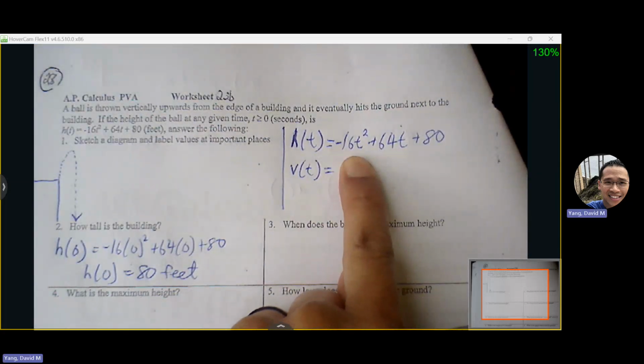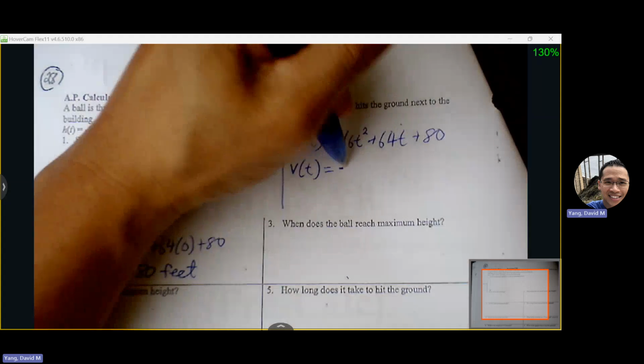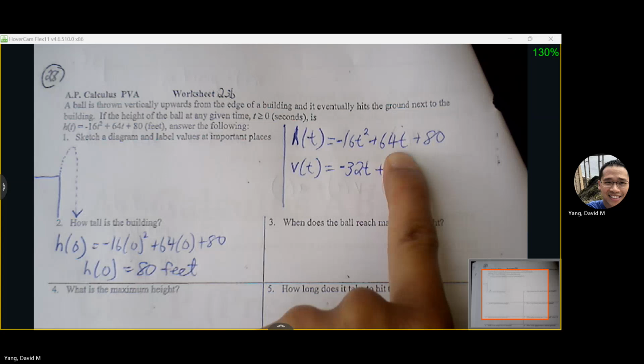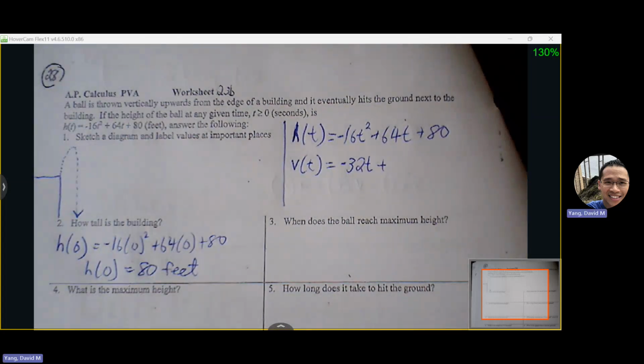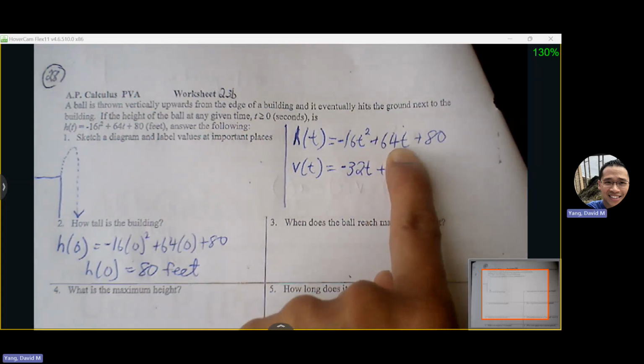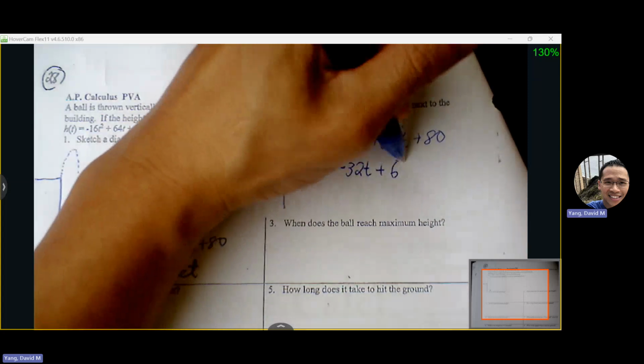So what's the derivative of each of these terms, which will give me the velocity function? Negative 16t squared becomes what? Good. Negative 32t plus, what does 64t become? Just 64, right? If you imagine that this is just a linear graph, y equals mx plus b, if it's a variable to the first degree, then whatever's in front is the slope, and the slope is the derivative. So if you have a linear graph, that t just goes away. I'm just left with 64.